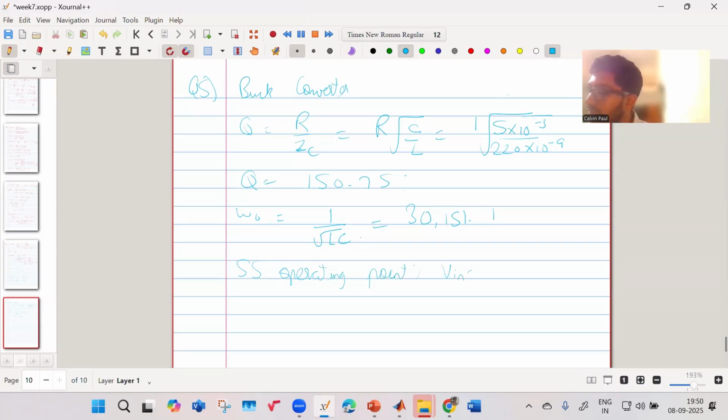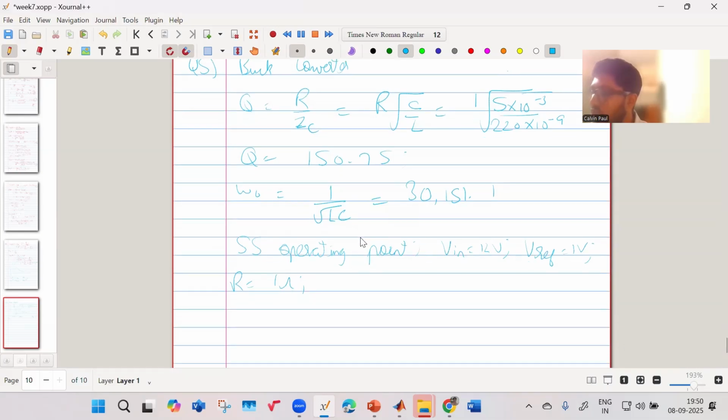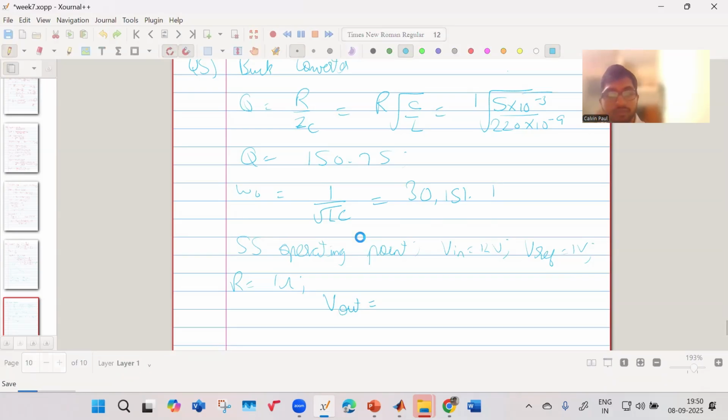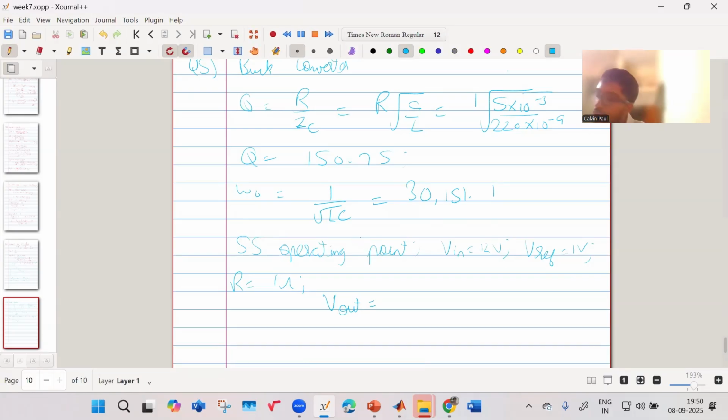You know your Vin is 12, your Vref is 1 volt, your R is 1 ohm. So what would be your V output? What would be the value of the output? 1 volt. Your V output should be 1 volt. And what should be your IL, average steady state value? Same as I0. So I0 is Vref upon R, so that is 1 ampere. Okay, that is your steady state value, right?